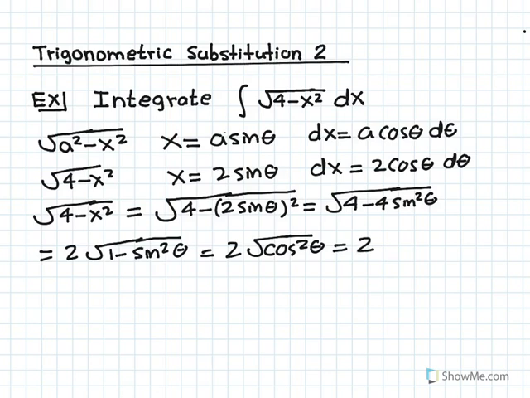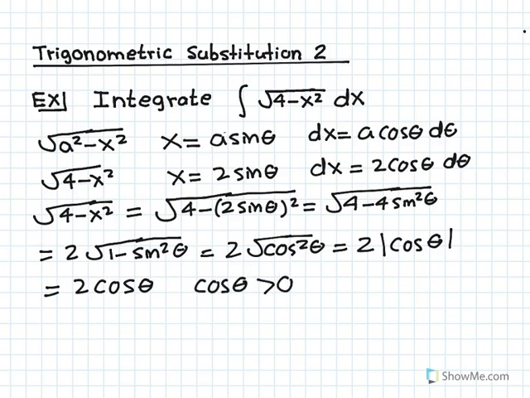That gives us 2 times the absolute value of cos theta. But we can get rid of the absolute value and write this as 2 times cosine theta. The reason we can do that is because cos theta is a positive quantity when theta is between pi over 2 and negative pi over 2. That means we don't need to write the absolute value.